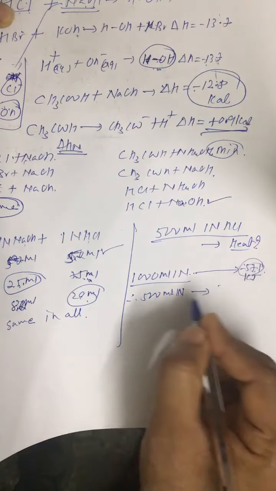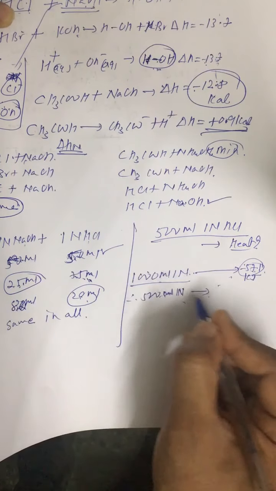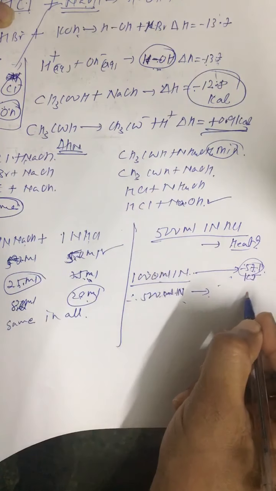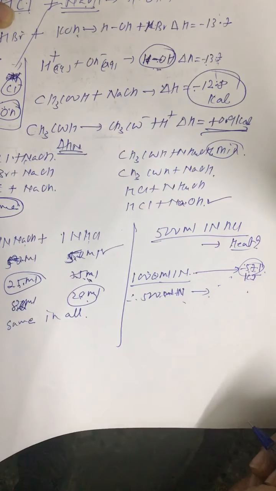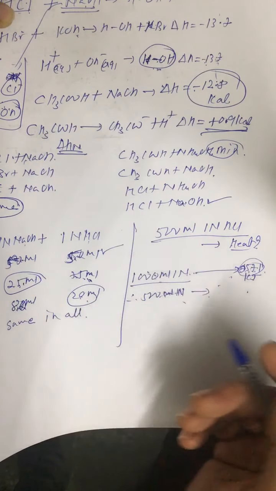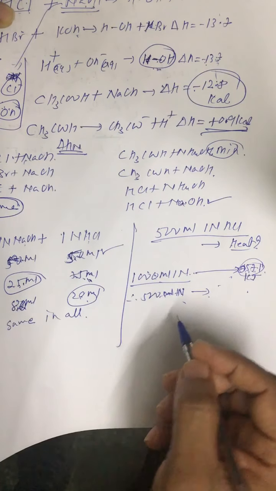It means half of this value, that is 500 by 1000, or 500 into this value divided by 1000. So half of this value is the amount of heat, and you will not put a negative sign because the heat is released. So you will find these kinds of questions.